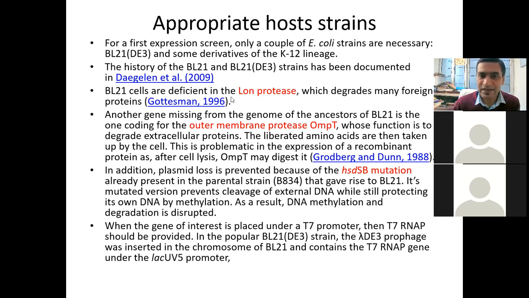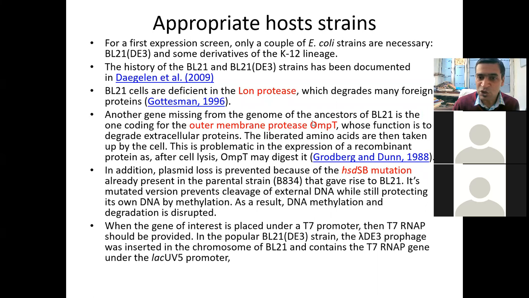So BL21 cells are deficient in the Lon protease. Lon protease is an important enzyme which degrades many of the foreign proteins. So bacteria usually have their own system, own mechanism, for their protection. Whenever any foreign proteins in the form of phages or bacteriophages come, then bacteria employ those as a weapon. If these weapons are there in your host, then when you are trying to express your protein, it will also degrade your protein and you will not get it. So you desire that such proteases should be absent in your host cells in which you are trying to express your protein. So Lon protease is deficient in BL21.